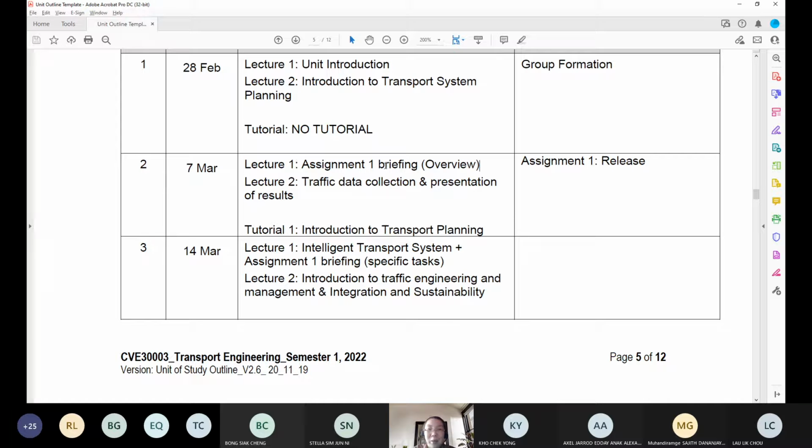I'll bring you through each week what the tasks to be done are and discuss with you a bit more on the assignment, particularly assignment 1. I think there are quite a lot of things in assignment 1, and it's quite long. So we'll go through it bit by bit.